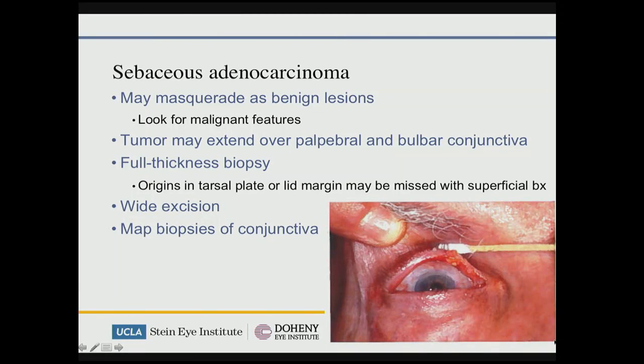The tumor may extend over palpebral and bulbar conjunctiva, and this is where a full-thickness wedge biopsy is indicated because the origins of this tumor in the tarsal plate or the lid margin may be missed with just a superficial biopsy. Once the diagnosis is made from biopsy, wide excision with then map biopsies of the conjunctiva is indicated because, again, this tumor may have multiple different origins.